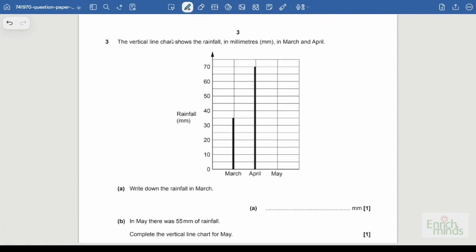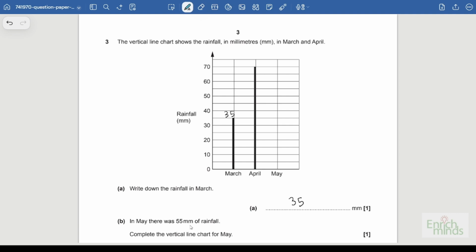The vertical line chart shows the rainfall in millimeters in March and April. Write down the rainfall in March. So we have these months and the rainfall is given here. The height for each of these months tells you the rainfall in that particular month. So in the month of March, it is between 30 and 40, which is 35. So the rainfall is 35 millimeters.